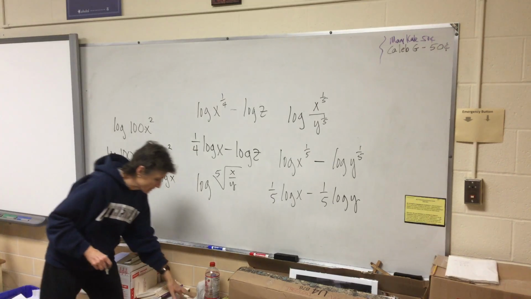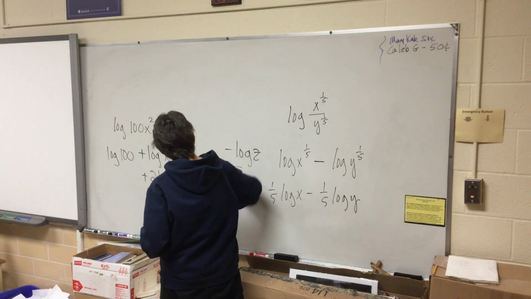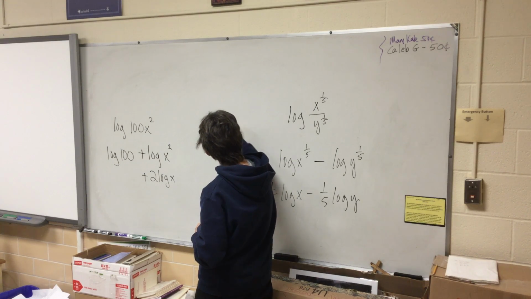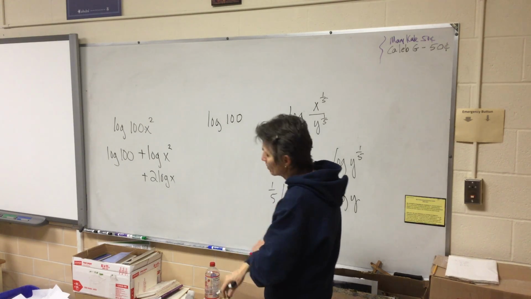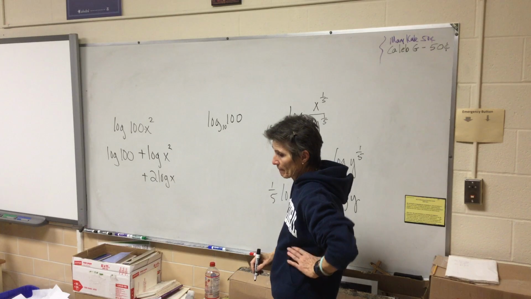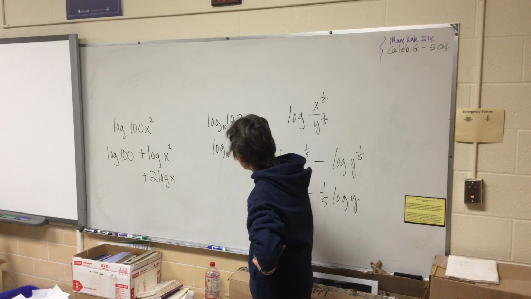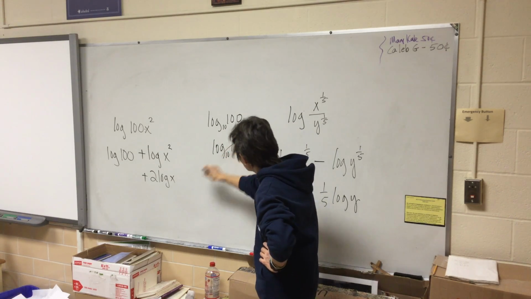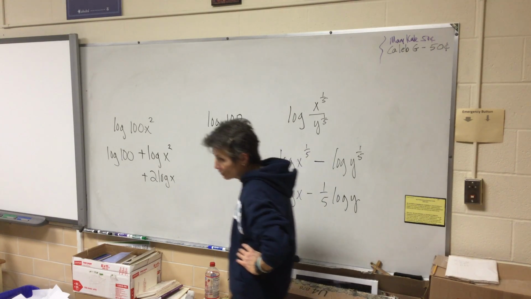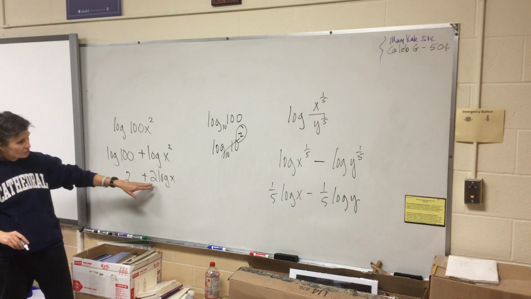Here's where it's tricky. This is a tricky problem. This is going to catch a lot of people. I want you to think back to a couple days ago. We had some problems like this. That may have actually been one of our problems. Log of 100. The base is 10. 100 is 10 squared. So what's the log of 100? 2. So the answer to the problem is 2 plus 2 log x.